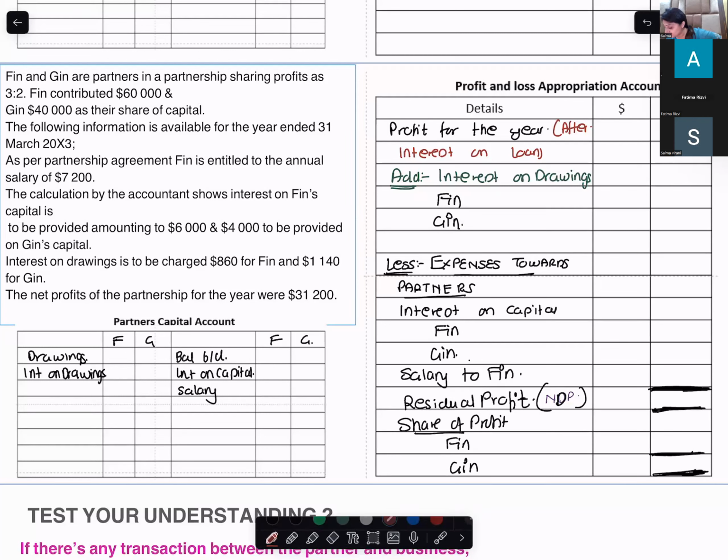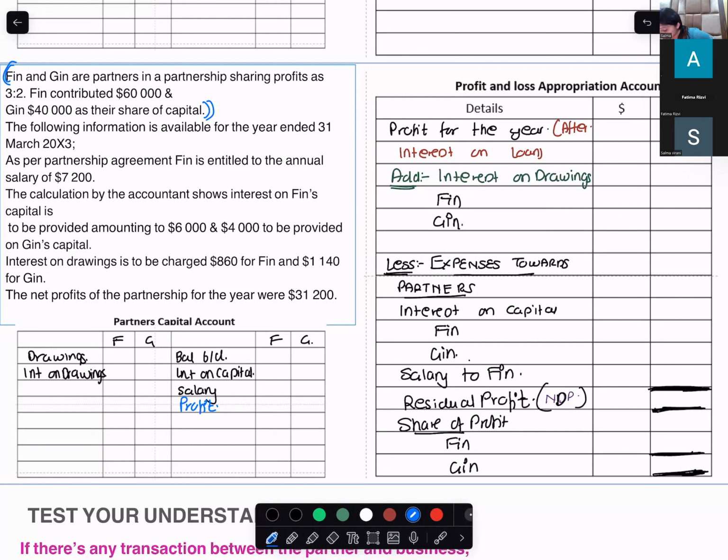So the first thing that you should know is the format. This chapter is totally format based. There is nothing more than the format. If you know the appropriation account format, you know your capital account format, you are done with this chapter. You read and you put. Let's read. Fatima, can you please read it?